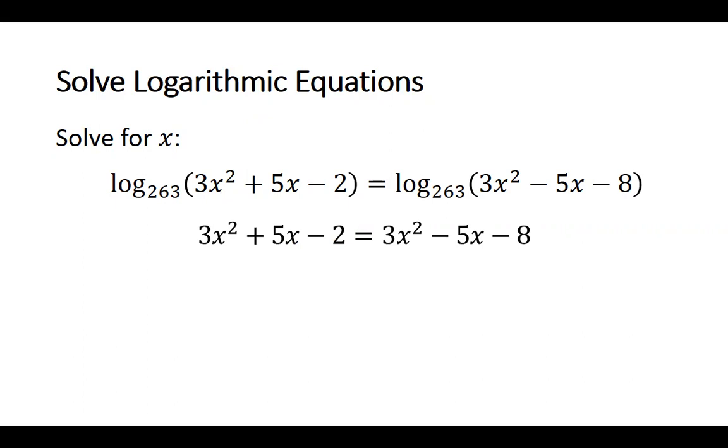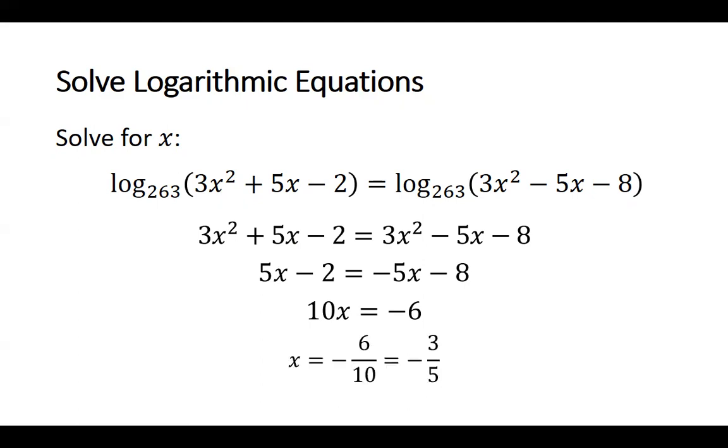So I'm left with 3x squared plus 5x minus 2 is equal to 3x squared minus 5x minus 8. Well, handily enough, if I subtract 3x squared from both sides, they disappear and I get 5x minus 2 is equal to negative 5x minus 8. So if I get the x's on the same side and the constants on the same side, I'm going to add 5x to both sides and add 2 to both sides, which gives me 10x is equal to negative 6. Let's get the x by itself, so divide both sides by 10. And I get x is equal to negative 6/10, which reduces to negative 3/5.